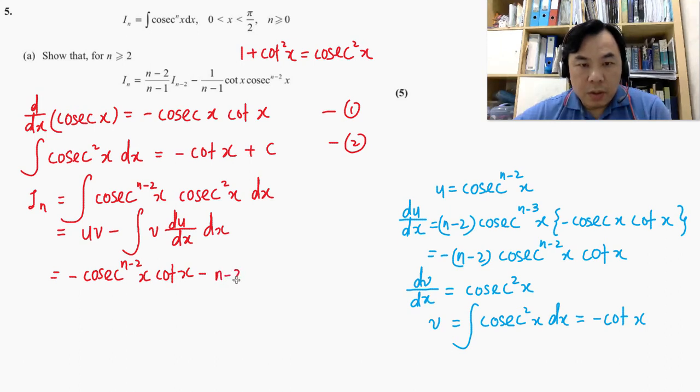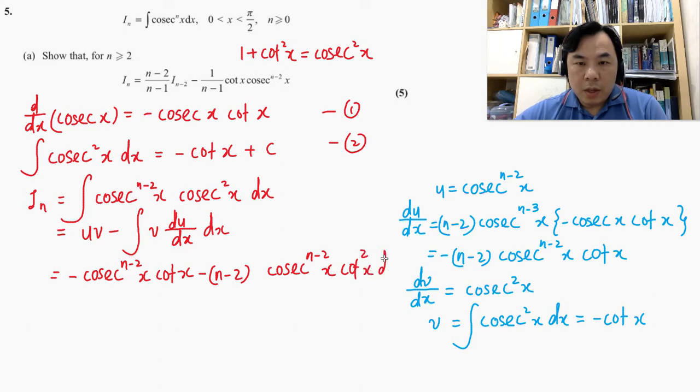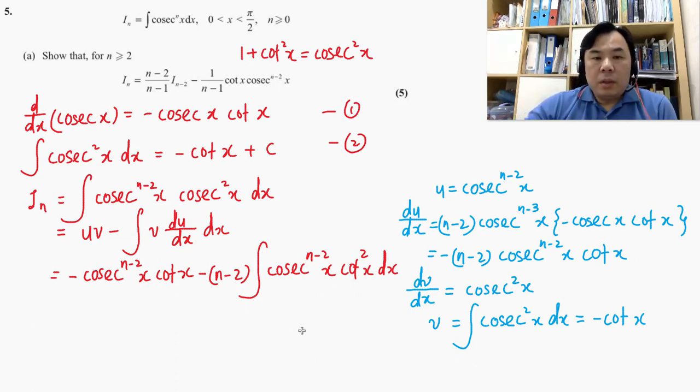I'll just write this down as this, and then we have cosecant^(n-2) x, and then cotangent squared x dx. All right, now there you have it. This is the result of integration by parts. And then from here you notice that we have cotangent squared x. Cotangent squared x is given by this identity here.